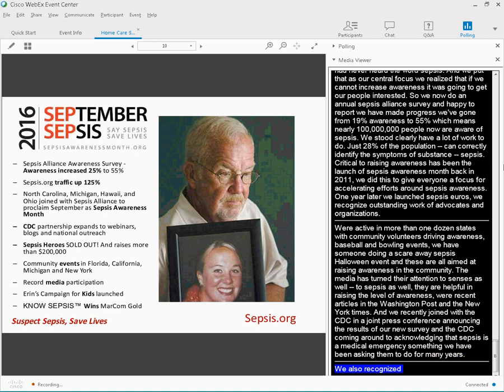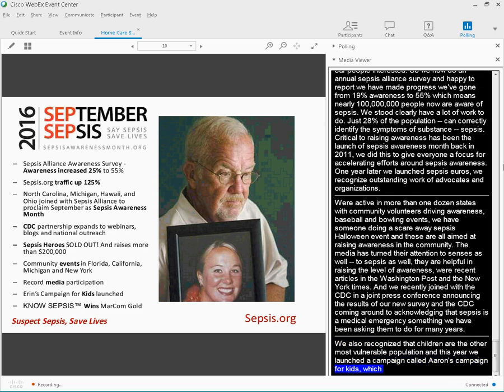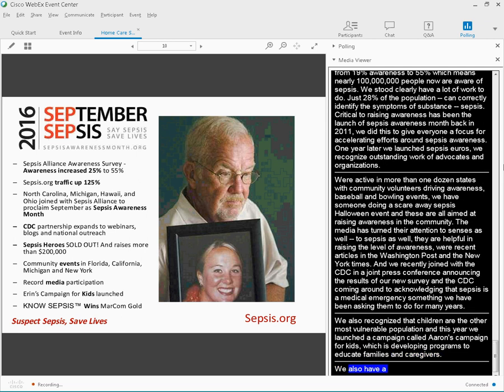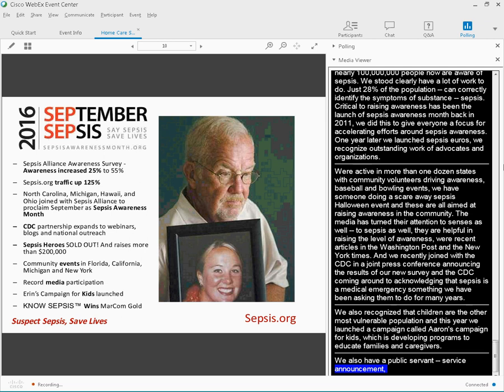We've also recognized that children are the other most vulnerable population, and this year we launched a campaign called Erin's Campaign for Kids, which is developing programs with Children's Hospital Association and others to educate families and caregivers about sepsis in the young population. We also have a public service announcement running nationally on Hulu and other platforms, and that PSA just won a Marcom Marketing Award. We're very proud of that, and millions of people have seen this public service announcement.